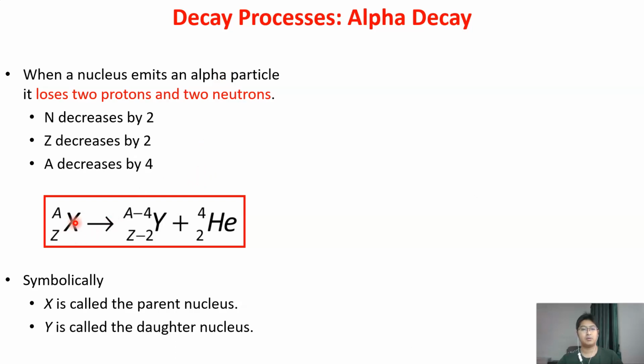The first element, we call it the parent nucleus. The parent nucleus will produce the daughter nucleus after the decay. The parent nucleus will emit the helium and it will produce a daughter nucleus with less 2 Z and less 4 A.